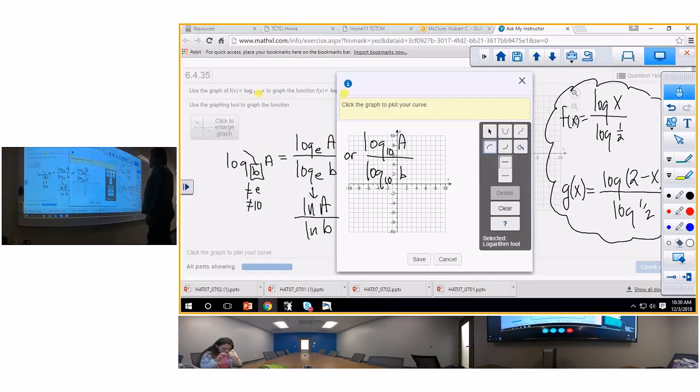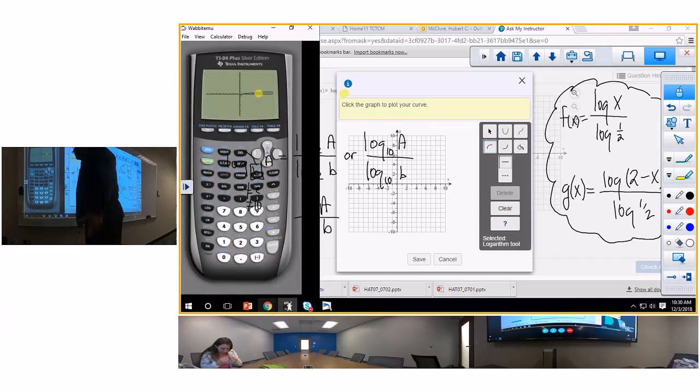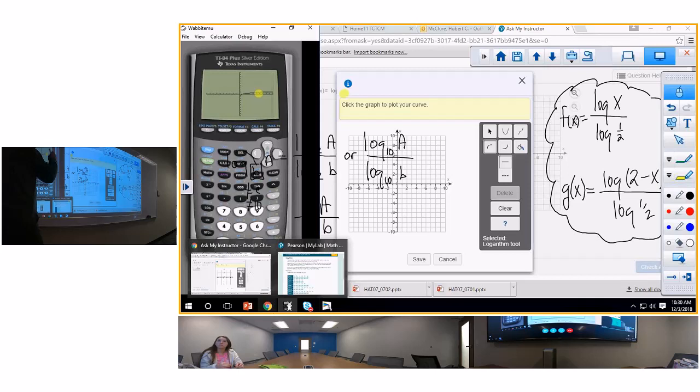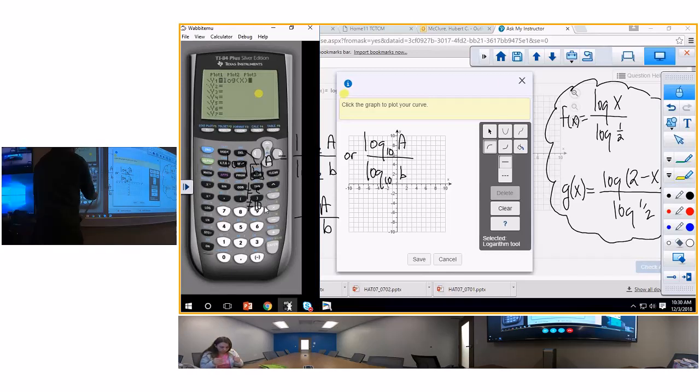So that's pretty much where you go to graph it. Now you're going to have to go to your graphing calculator and graph it so you can get a point, or do it by hand and make a little chart. But I'm going to graph y is equal to log of x over log of 1/2. So log of x divided by log of 0.5, close parentheses. And go ahead and graph that and see what it looks like.